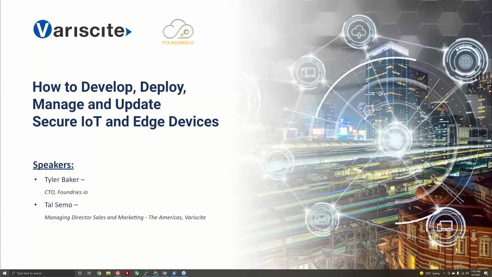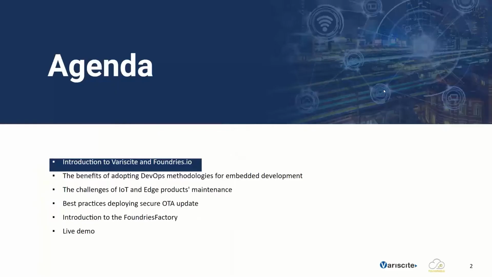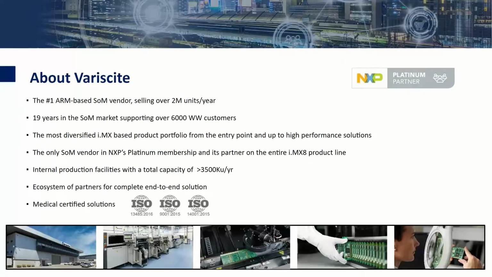Hi everyone. So let's get into it here. Our agenda: we're going to do a brief overview of what we're going to talk about. First, an introduction to Variscite and Foundries. We're then going to talk about the benefits of adopting a DevOps methodology for embedded development, and then the challenges of IoT and Edge product maintenance. That'll lead us into a discussion about best practices for deploying secure OTA updates on these products. And then we're going to do an introduction to Foundries Factory and actually show you a live demo. That's a quick look at what the content is going to be. I'll let Tal take over here, and he'll talk about Variscite.